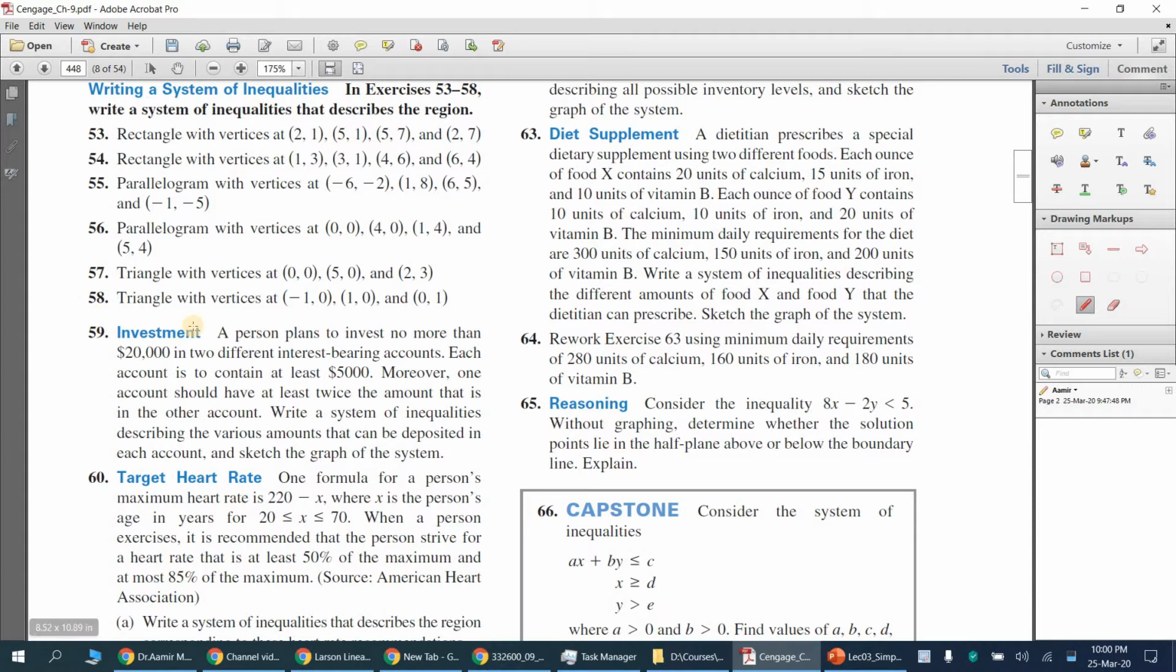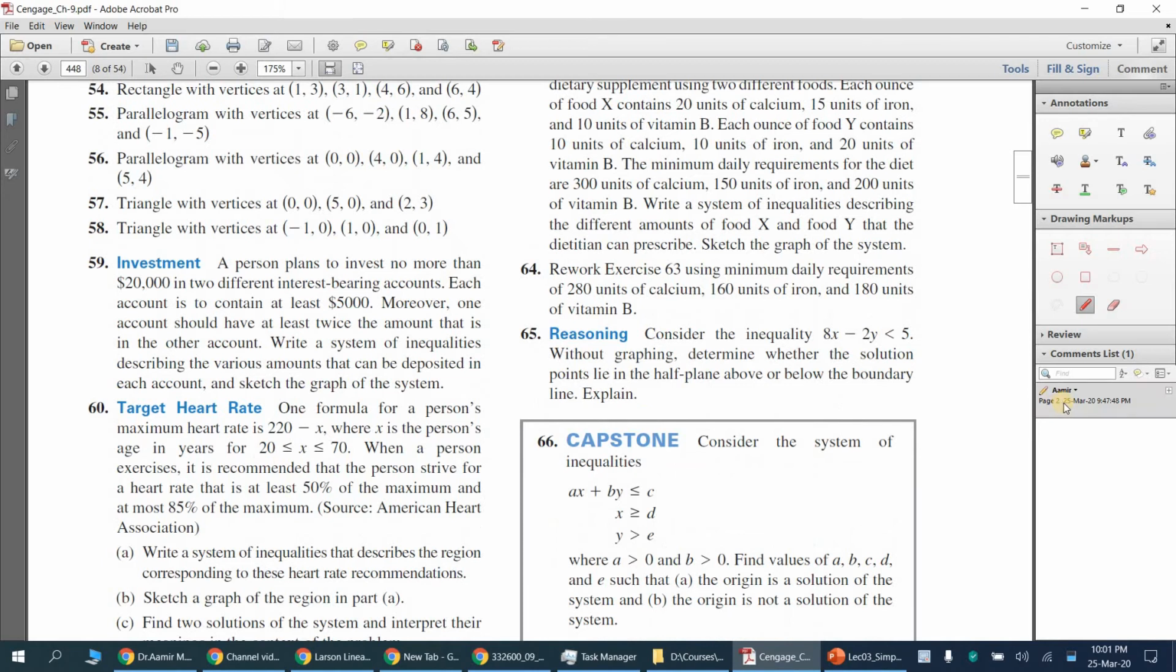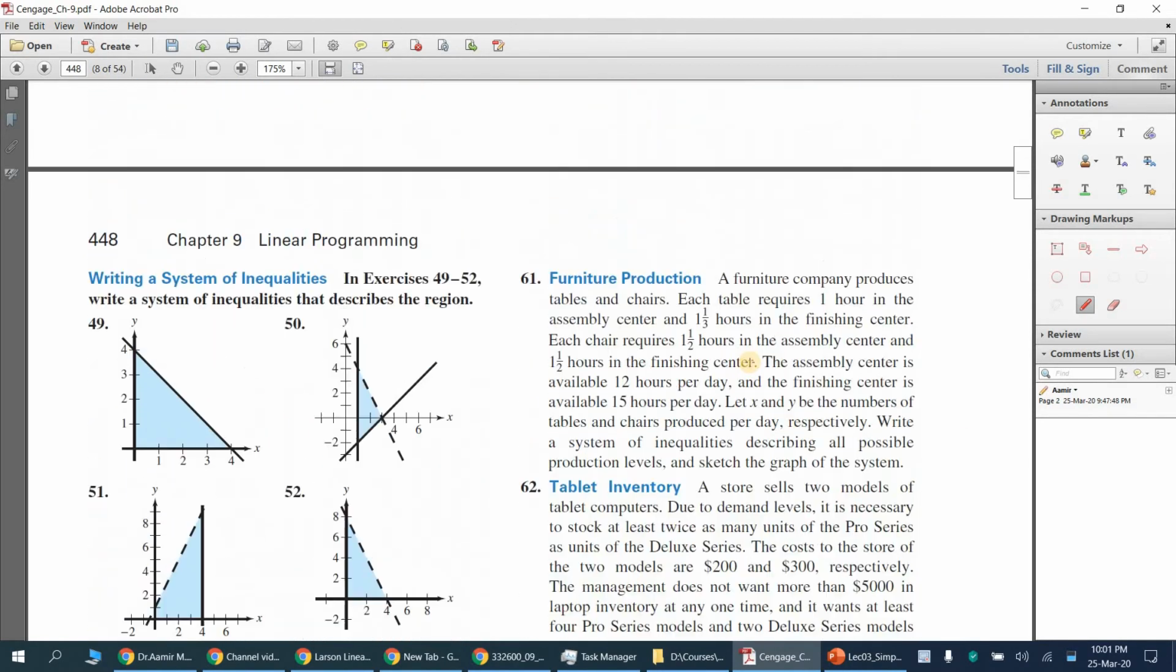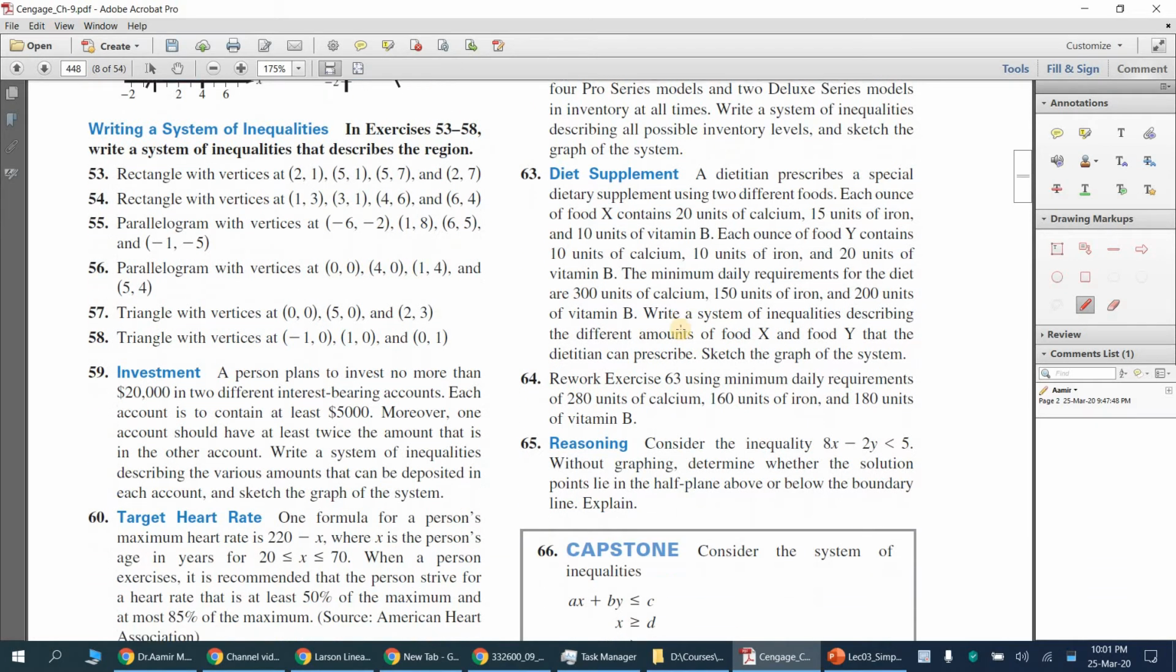There are many more problems given. Some of them are descriptive problems. These are the ones that I like a lot, so expect something like this in the exam. There is a textual description given over here, there is 59, then 60, and then more over here. Different types of problems. Take your time and do it.